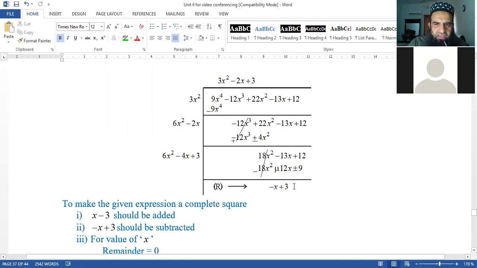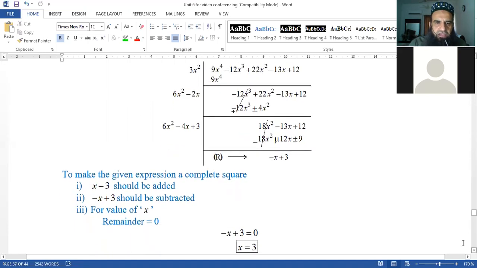So the remainder is actually minus x plus 3. If you simply subtract this value from the original statement, then the remainder will become 0, because this is extra in the statement of the question. That's why it becomes a remainder at the end of the question. So you just have to write this question in two ways.